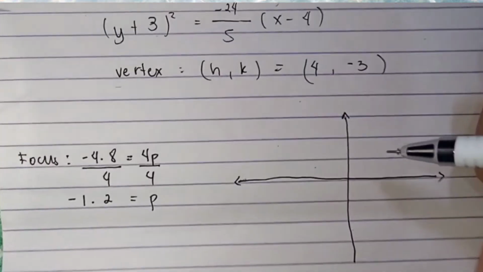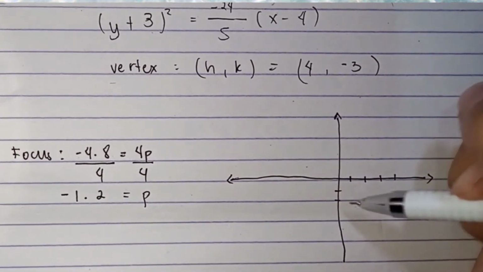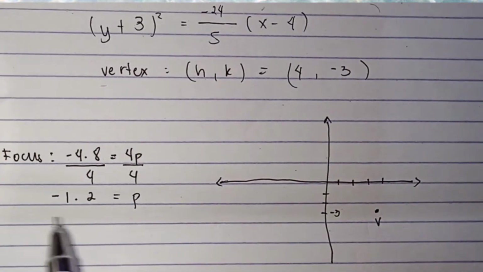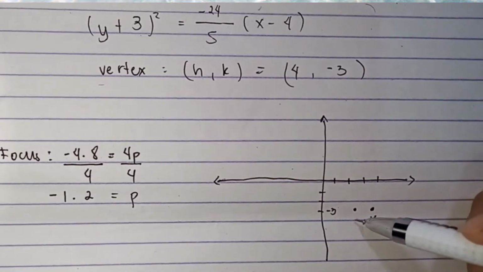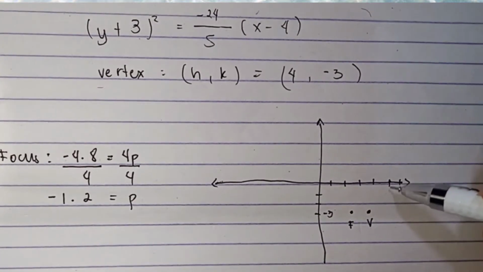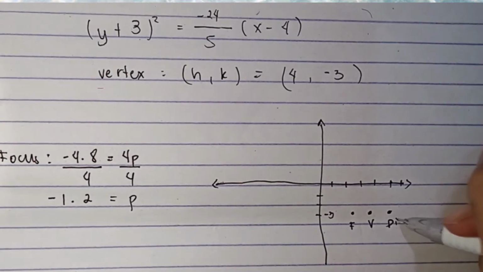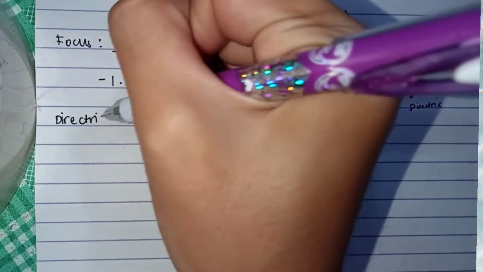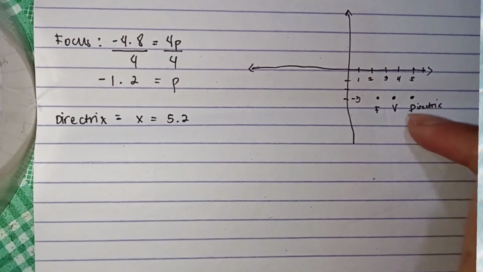Oh wait, let me plot the vertex. 4, so it would be 1, 2, 3, 4, and negative 3, 1, 2, 3. It would be here. Then our focus is negative 1.2, so we will count 1 and somewhere right here. The directrix would be the opposite, so it would be 1 and somewhere right here. This is our directrix. Therefore, our directrix is equal to x equals 5.2, since it is plotted here.